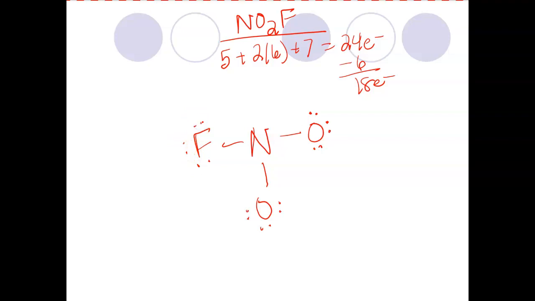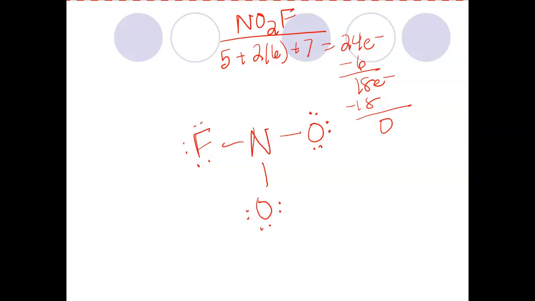2, 4, 6, 8, 10, 12, 14, 16, 18. I've used all my electrons. We look at the central atom. The central atom does not have 8 electrons. Right now it only has 6, but I cannot add dots to it because I'm out of electrons. So I'm going to have to share.